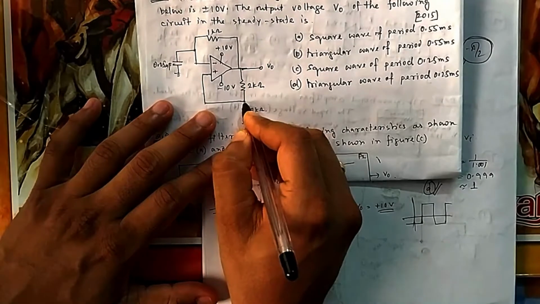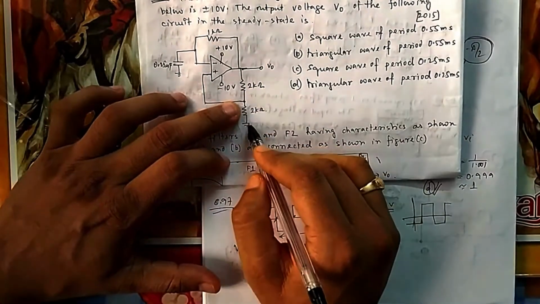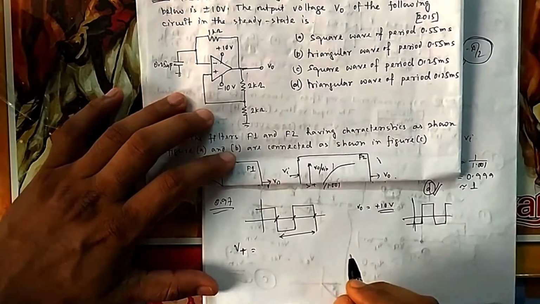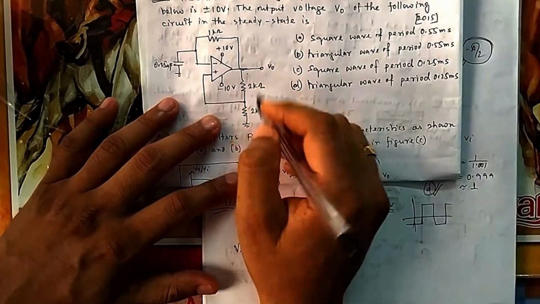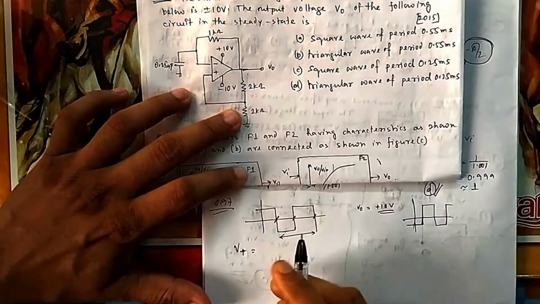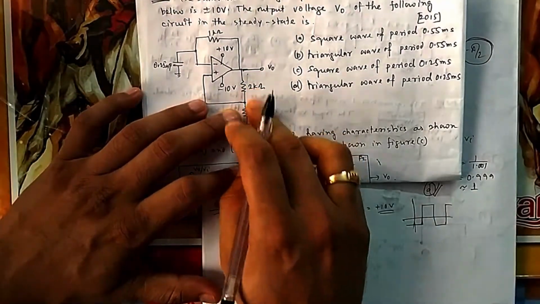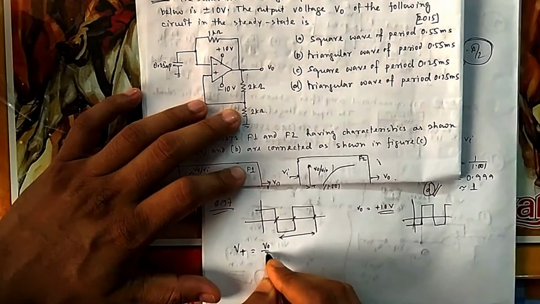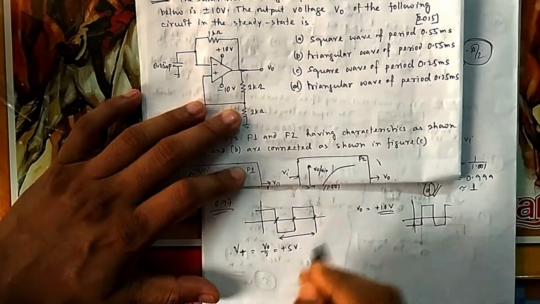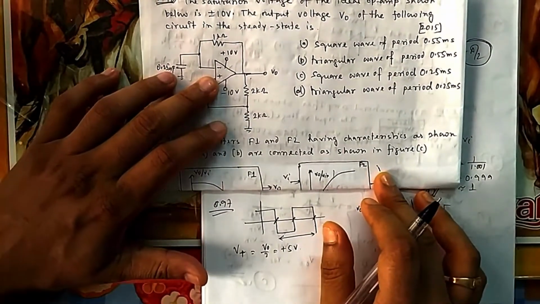You can take KCL here, nodal here: (V plus minus 0) by 2 plus (V plus minus V0) by 2 will be equal to 0. But no need, because V0 is divided into two parts. So this is the lower part, so it will be half of this, because it is equally divided. So it is V0 by 2. So this potential is at 5 volt. Okay. Now this potential is at 5 volt.